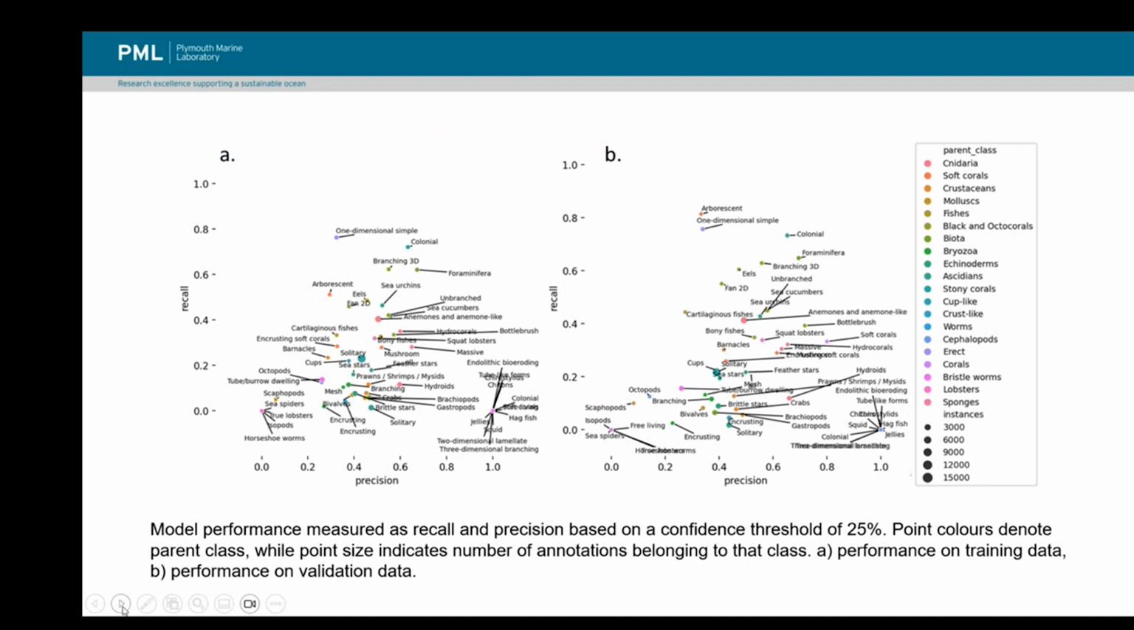Just to give you some nice plots which show you how the model performed here, you can see recall plotted against precision. A is the training data set, B is the validation data set. And you can see how each of the groups do in terms of their recall and their precision. Ideally, you want high recall, high precision, just so you know what you're looking for. And you can see it does all right for arborescent sponges, one-dimensional simple sponges. So anything up in this sort of area is doing okay, but for lots of groups, it's just doing really, really badly.